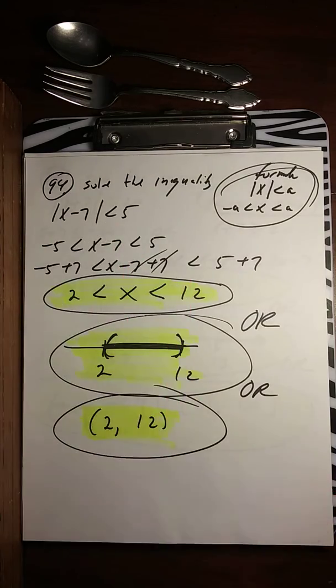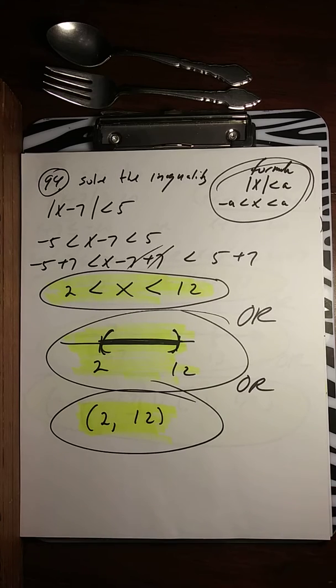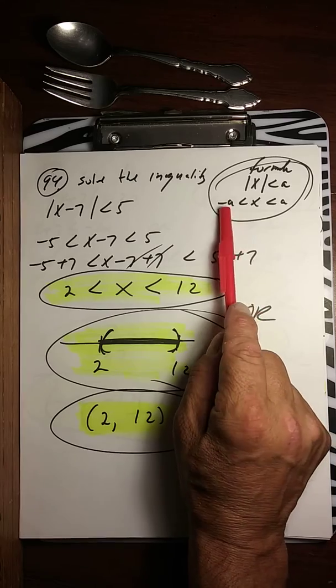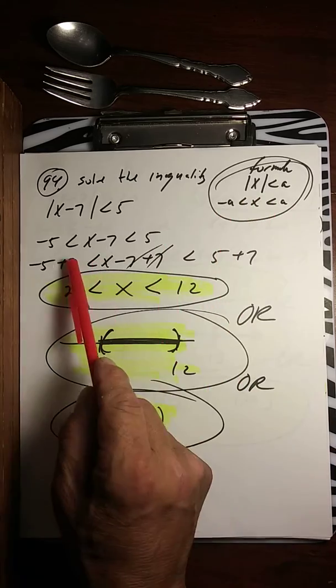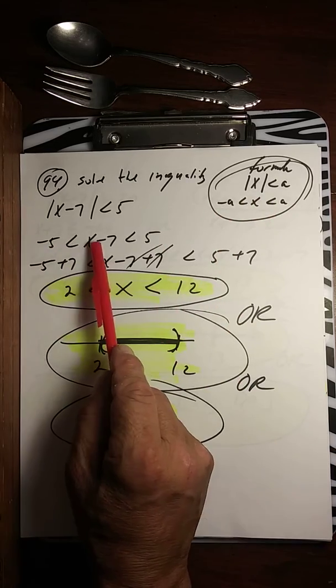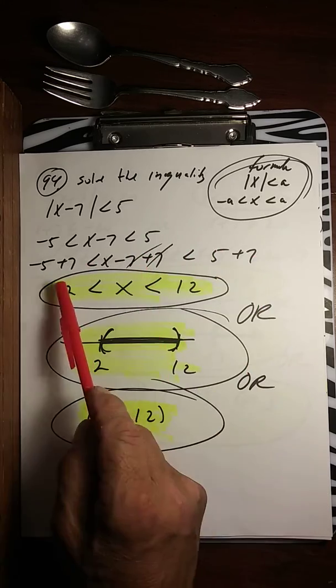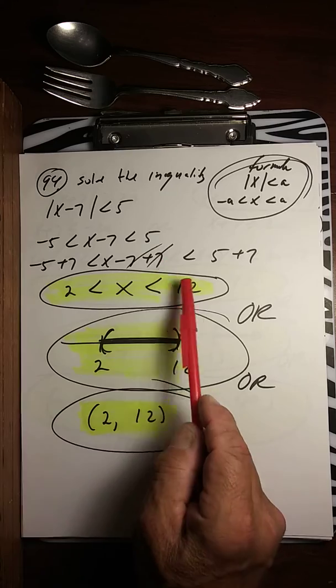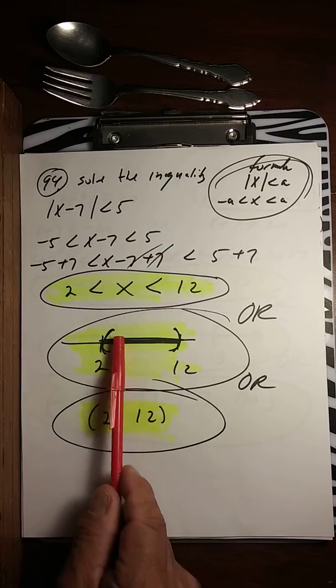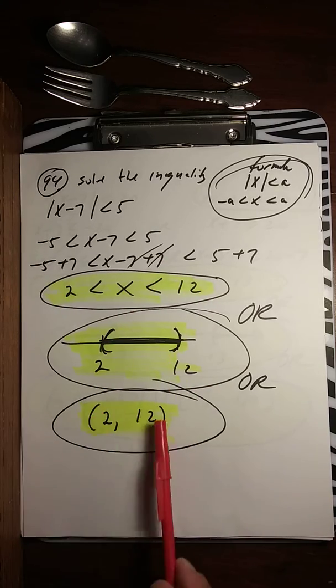Absolute value of x minus 7 is less than 5. Alright, so if it's less than, it means it's between negative a and positive a. There it is: negative 5 less than x minus 7 less than 5. Add 7 to all parts. So this is going to be 2 less than x less than 12. So there's the answer, or between 2 and 12.